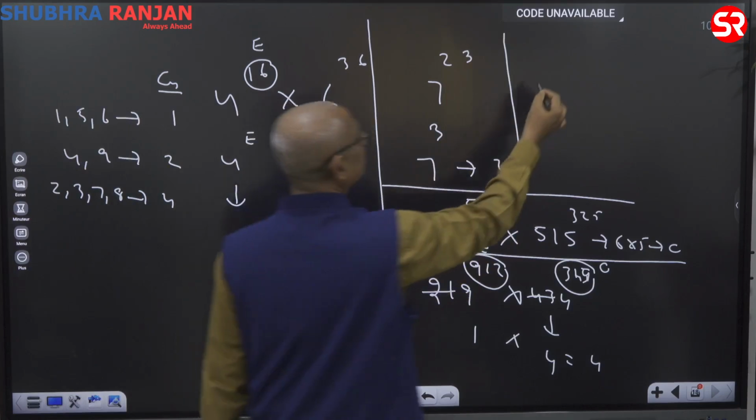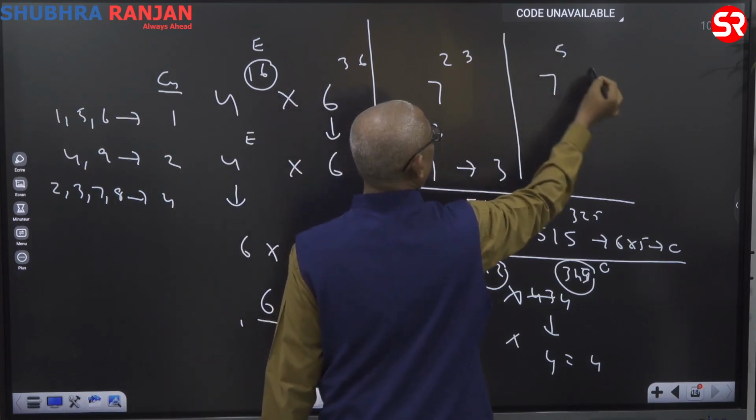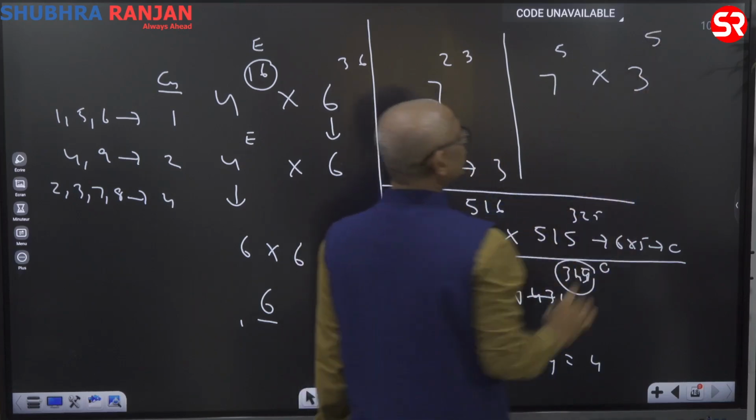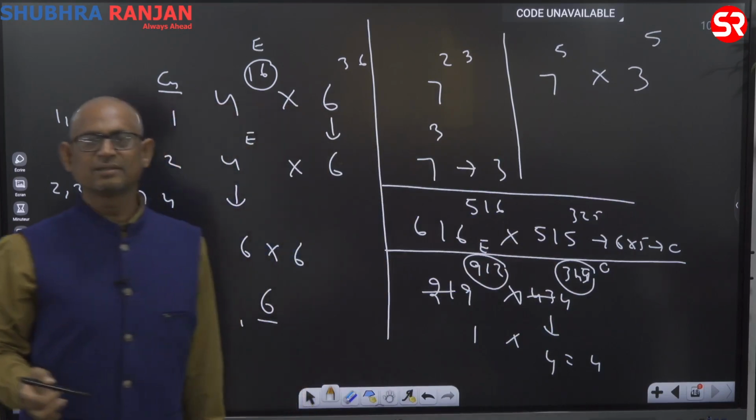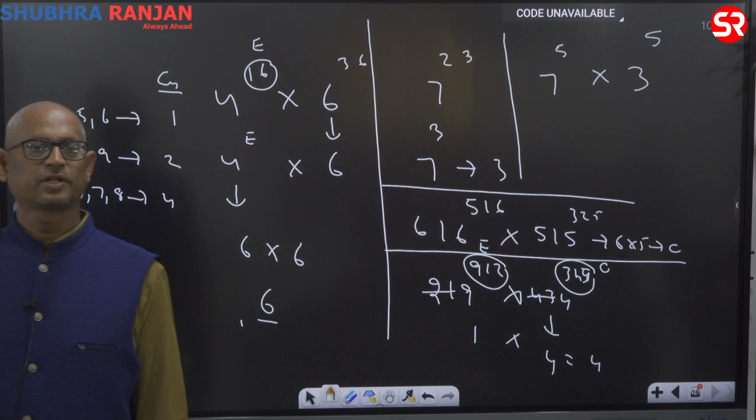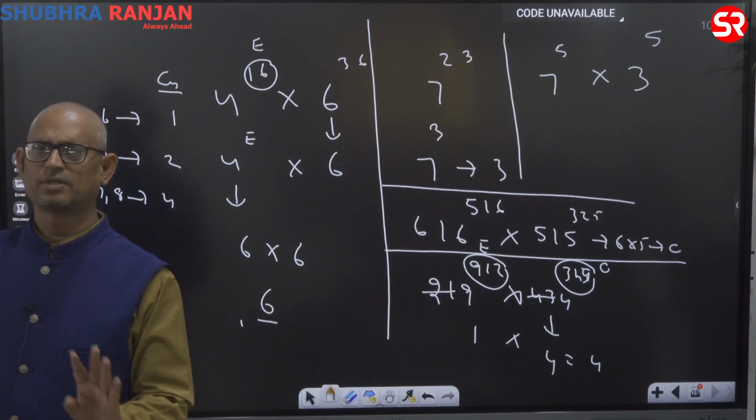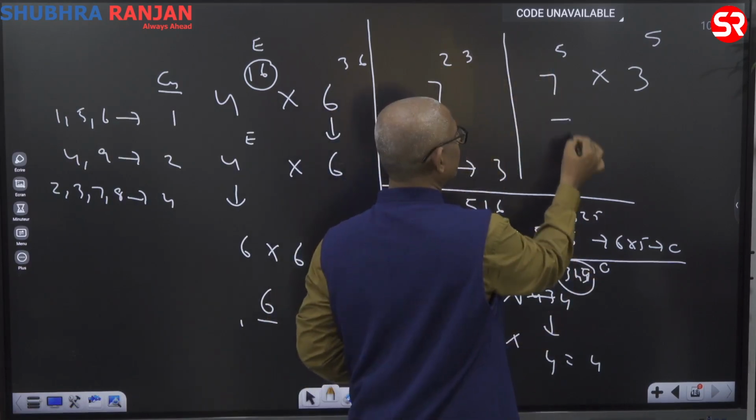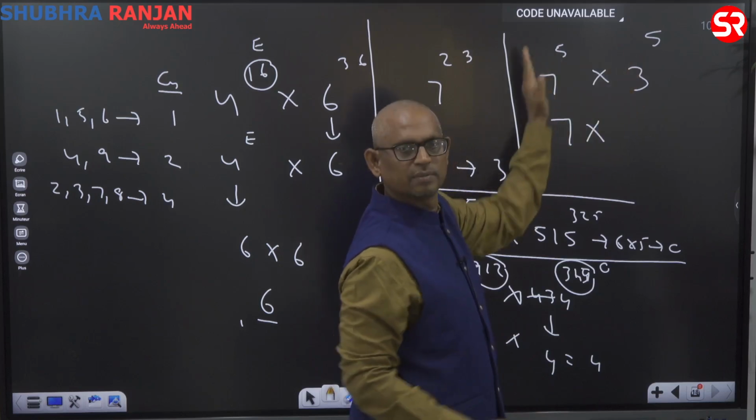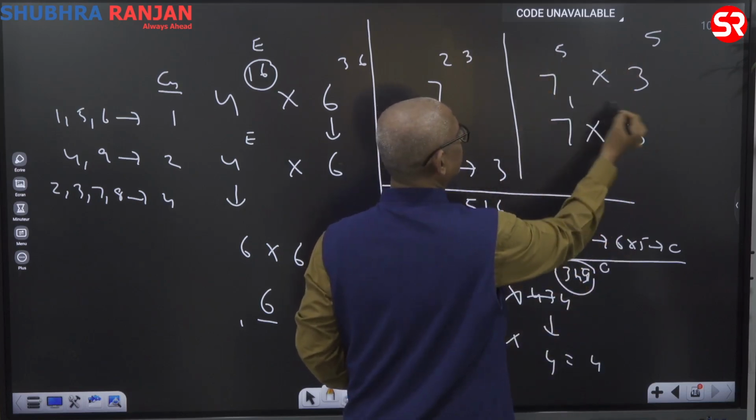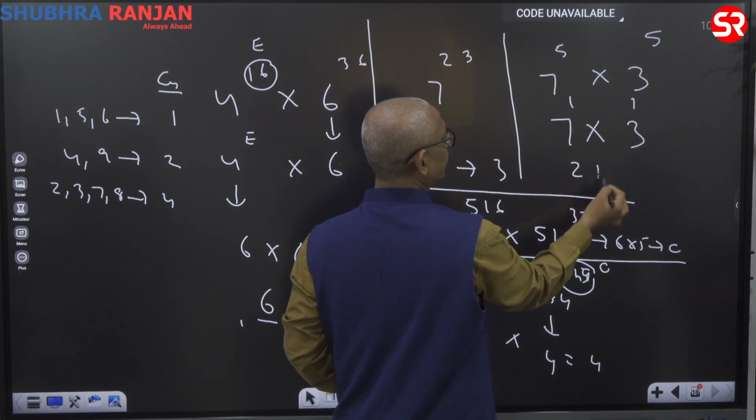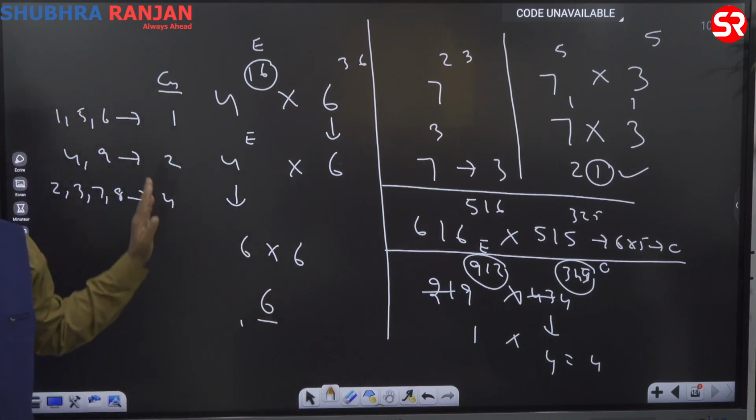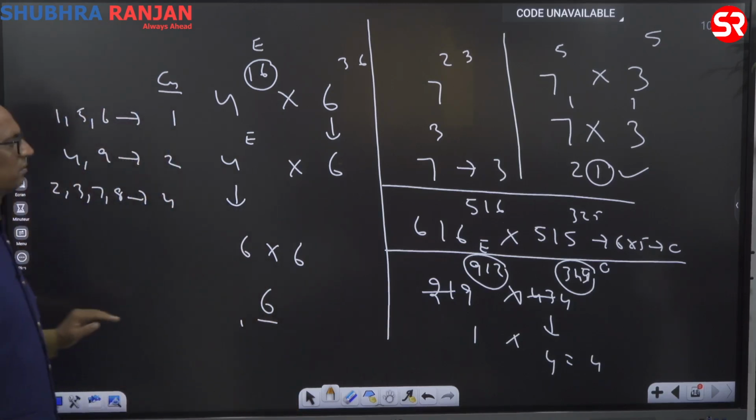7 power 5 into 3 power 5. What are the cyclicities for 7 and 3 respectively? It's 4 and 4. So how many you have to remove? You have to remove 4. The remainder will come 1. So 7 power 1, 3 power 1. So answer is 21. So unit digit is 1. Next question.